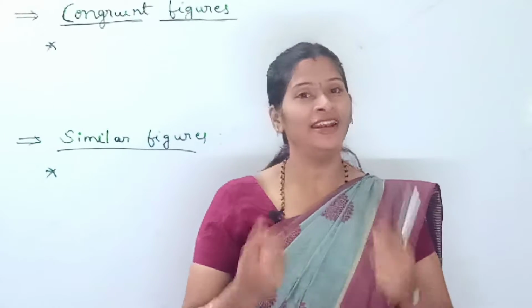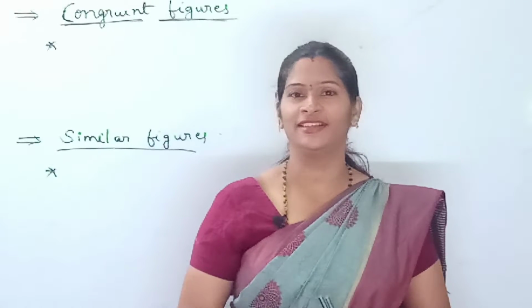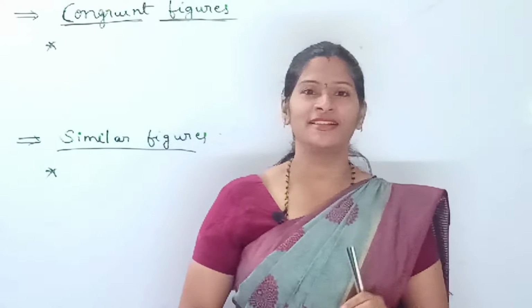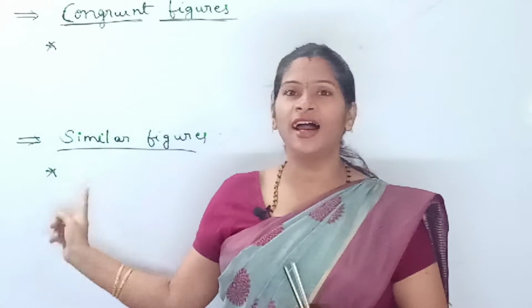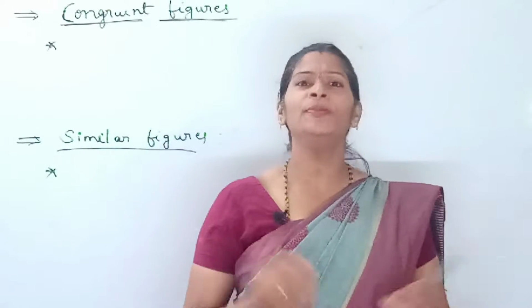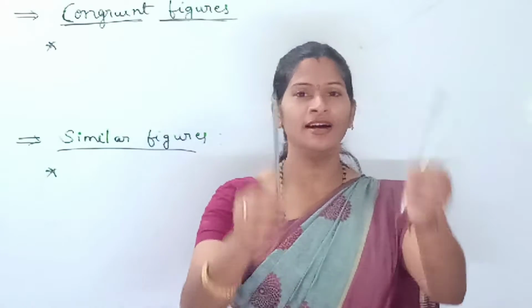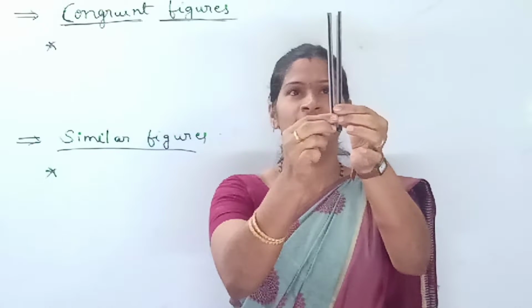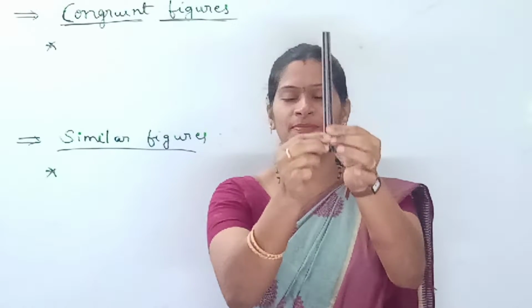Today I am with another geometry chapter, triangles. Before introducing this chapter, let us generally discuss congruent figures and similar figures. What do you mean by congruent figures? See here I have two pencils and these two pencils are having same shape and same size.